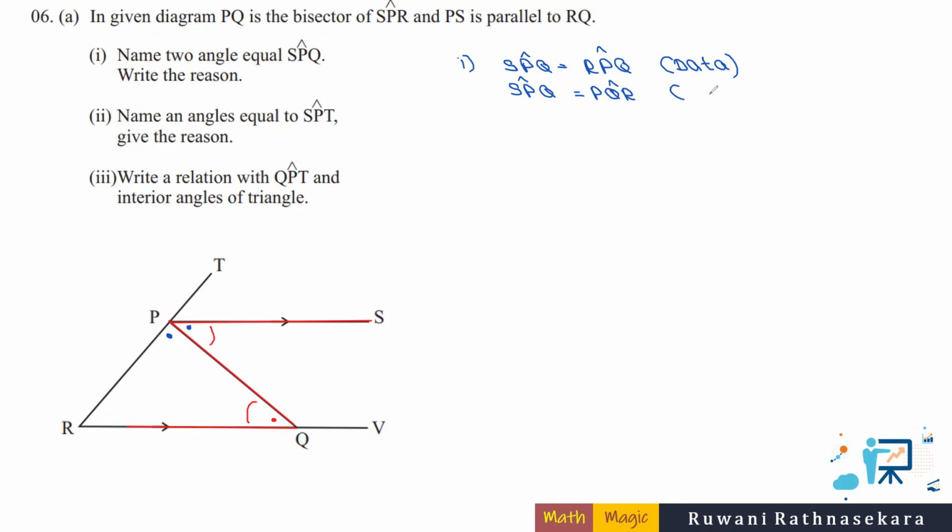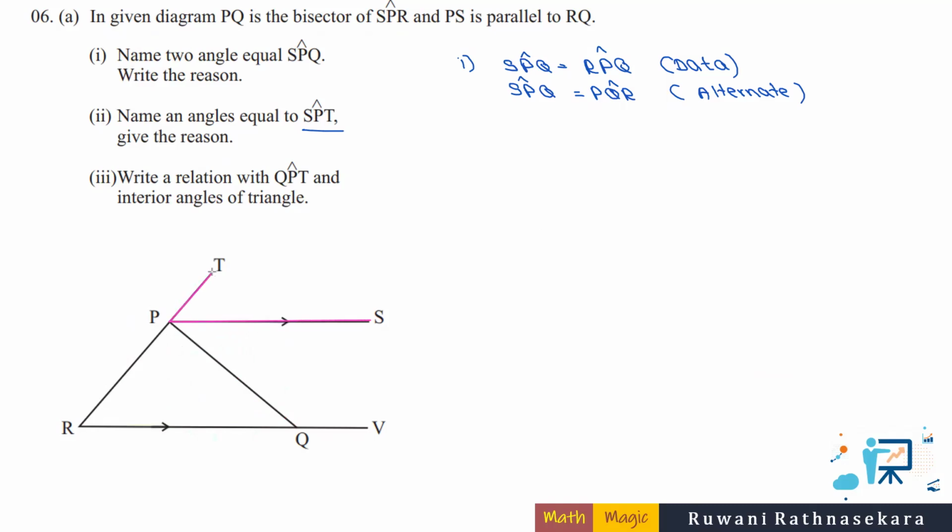You must give the reason. Pairs of alternate angles. I'll be writing the short form. You must write the full form. Right. Then you have to name an angle equal to SPT. Let's see which one is SPT.